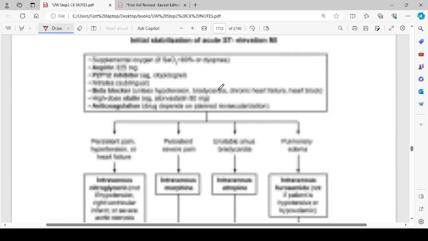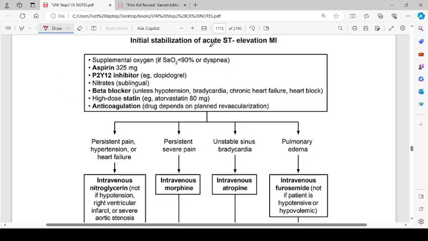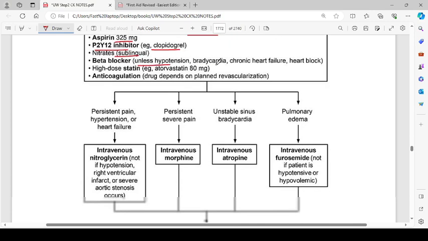Then we have initial stabilization of acute ST elevation MI. So how do we do that? Firstly, supplemental oxygen if SaO2 is less than 90% or dyspnea. Aspirin 325 milligrams. P2Y12 inhibitors, for example clopidogrel. Sublingual nitrate. Beta blockers, unless hypotension, bradycardia, congestive heart failure, or heart block. High dose statin like atorvastatin 80 milligrams. Then anticoagulation. The anticoagulation drug depends on the planned revascularization.